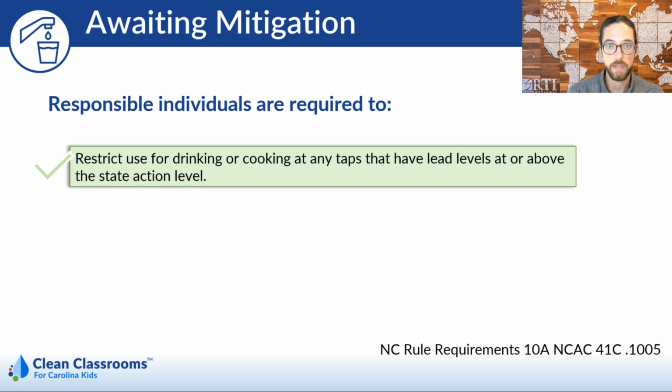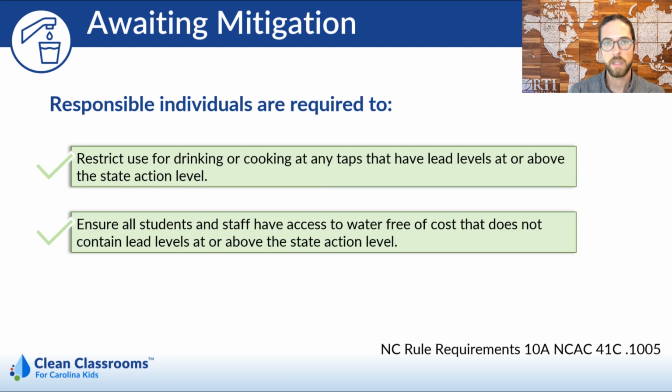The responsible individual is first required to restrict use for drinking or cooking at any taps that have lead levels at or above the state action level. The responsible individual is also required to ensure all students and staff have access to an alternative water supply free of cost that does not contain lead levels at or above the state action level. This could include different drinking water outlets within the building or bottled water on a temporary basis.